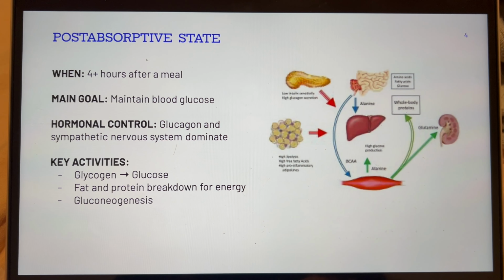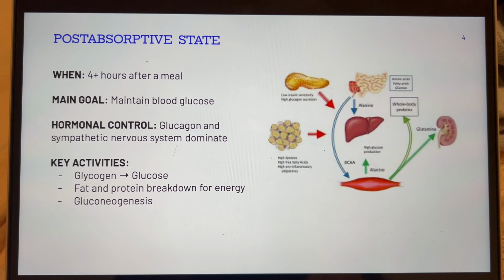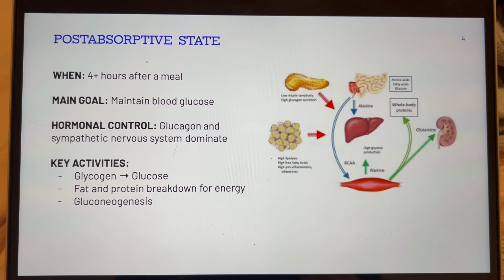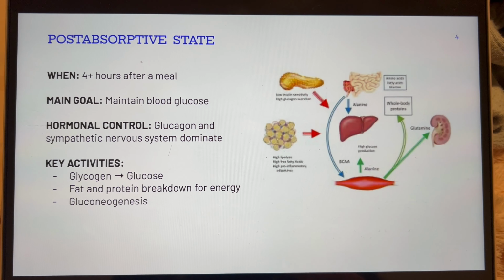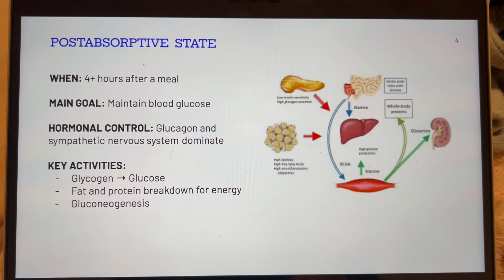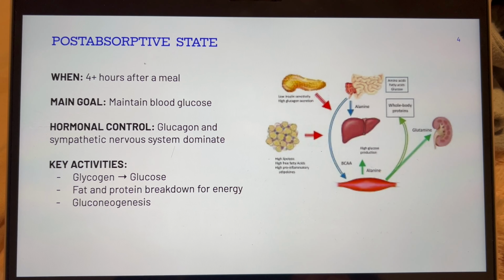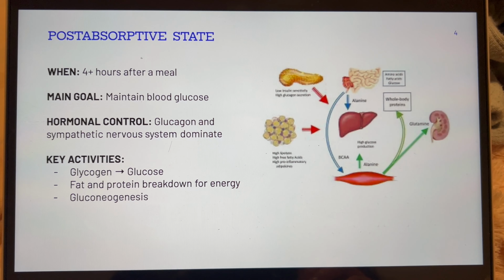Post-absorptive state, this is going to be in between meals. So this is going to be like those that are fasting and controlling how much they're eating every day. This is going to help with taking those breaks from eating. This will also maintain blood glucose. Glucagon and the nervous system dominate, more specifically the sympathetic nervous system.